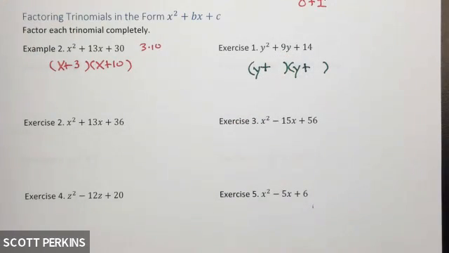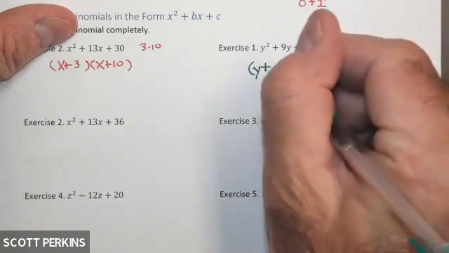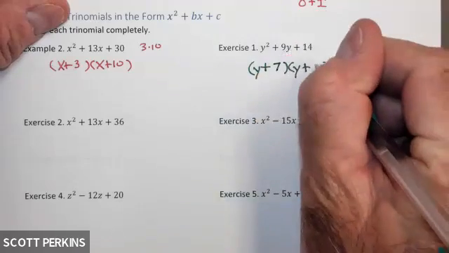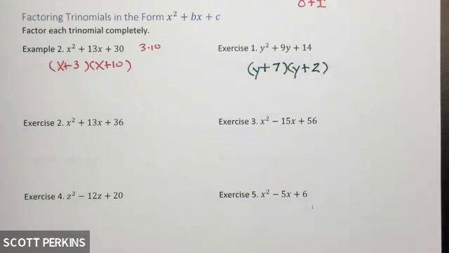And then what are the 2 factors of 14 that are going to add up to 9? 7 and 2 or 2 and 7. It absolutely does not matter which one you put first. There we go. y plus 7 times y plus 2. Does somebody get something different that we need to talk about?